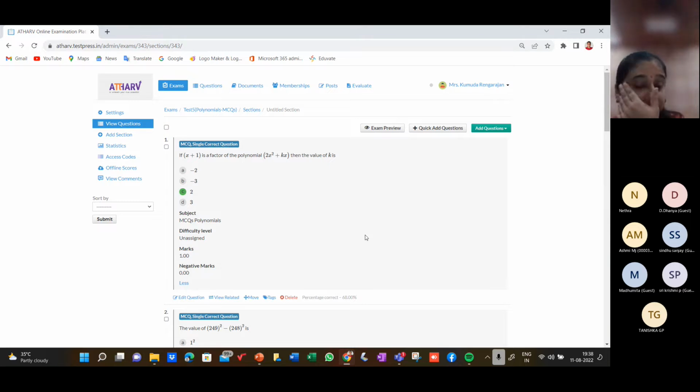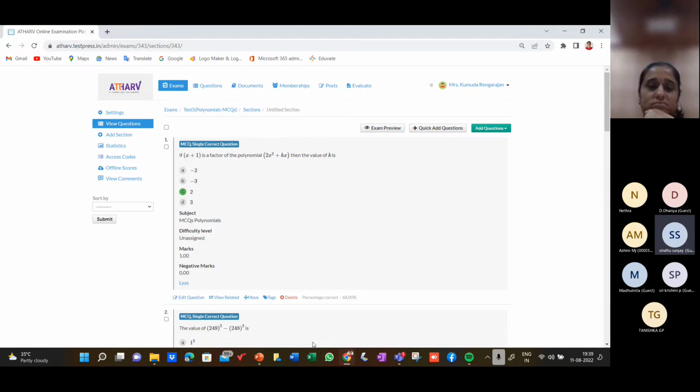This is polynomials. If x plus 1 is a factor of the polynomial 2x squared plus kx, then the value of k is. Ma'am, should we work it on a notebook? Yeah. Work it now. You don't have to write the question and all that. Just work and tell me the answer. How do we do this? I cannot annotate on the screen. That's the problem. I can't work on the screen.